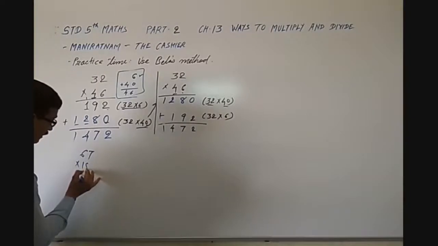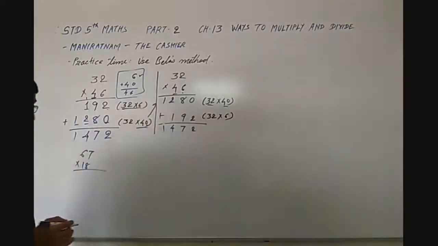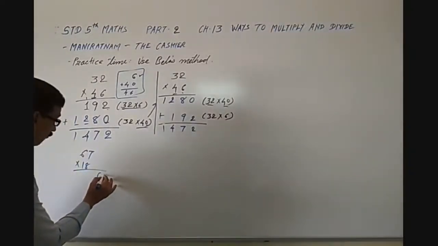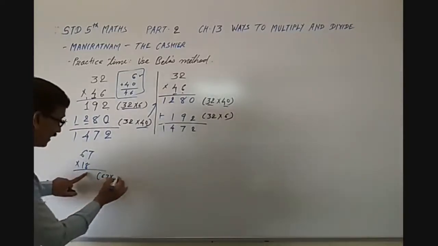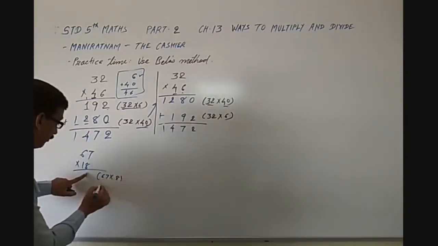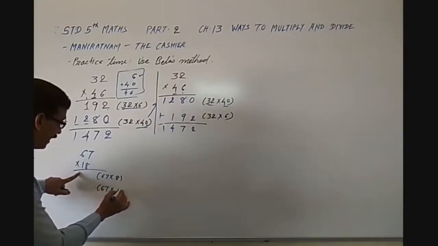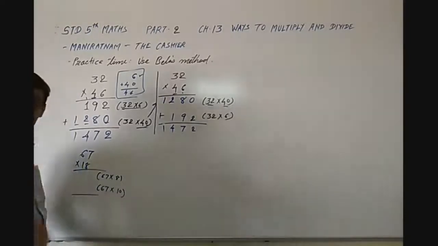67 by 80. In this one, what will you do? First of all, you will go for 67 multiplied by the unit place, that is 8. And then after, you will multiply 67 by 10. Okay, and then go for the answer.